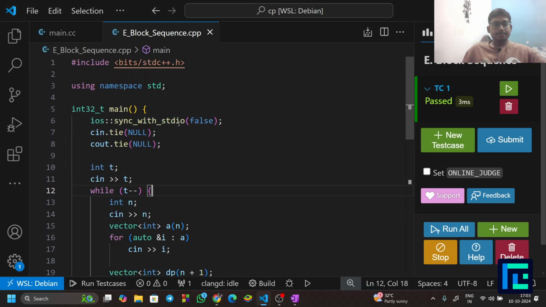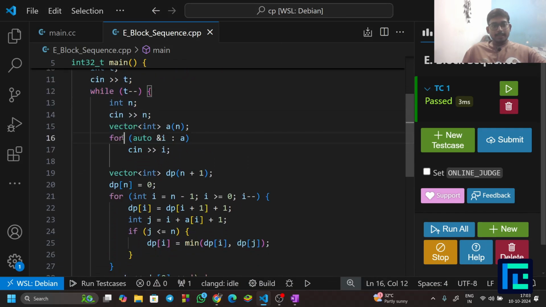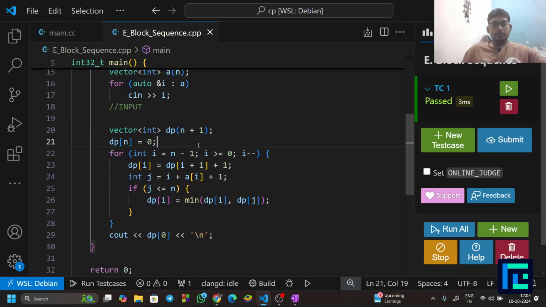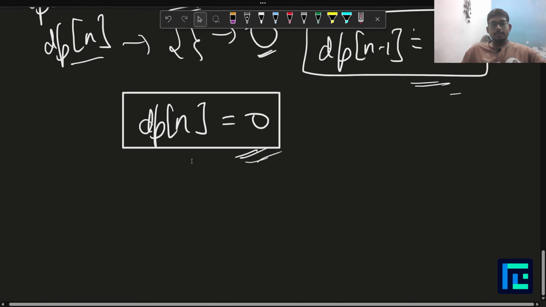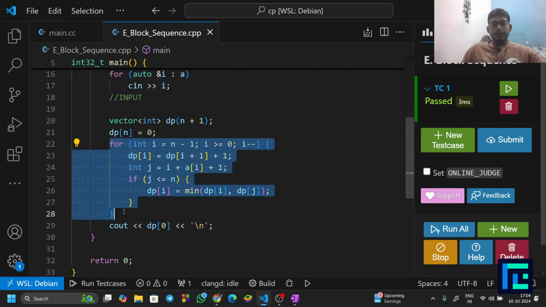So what I did here is I just took the input: t test cases, then n, and then an array of size n. This whole input part is done. Okay, then what we would do is we initialize a dp array of size n plus 1 so that we have access to dp n also. So we wrote the base case. This was our base case, dp n equal to 0. You can see this was our base case, so we wrote this base case there. And then as I told you, I'm writing an iterative solution, so I would need to know from where we have to compute.